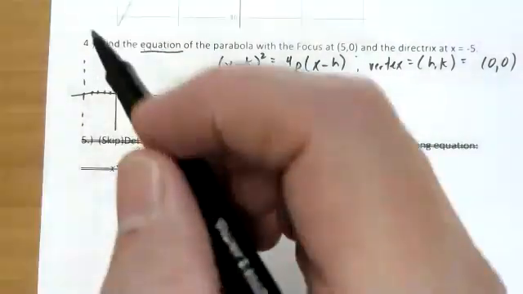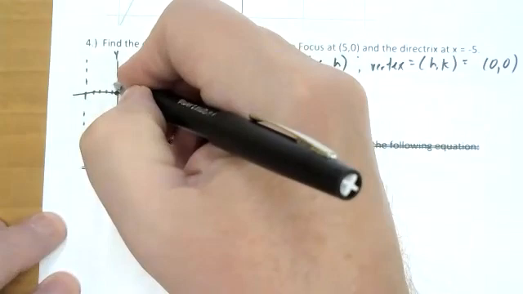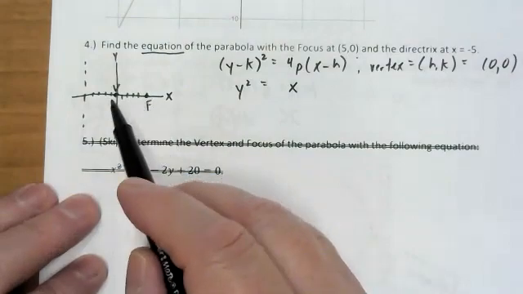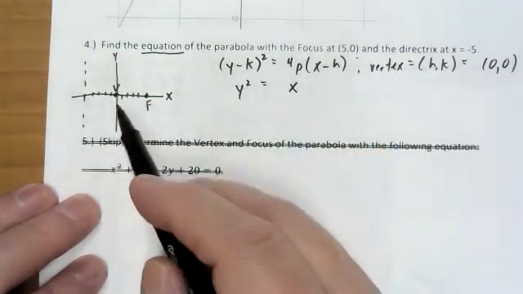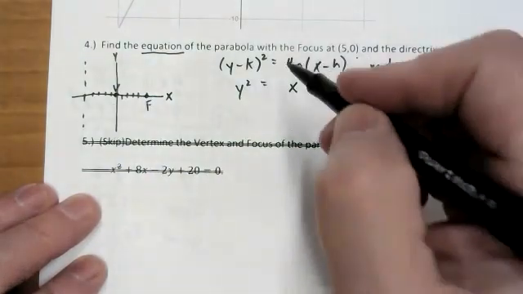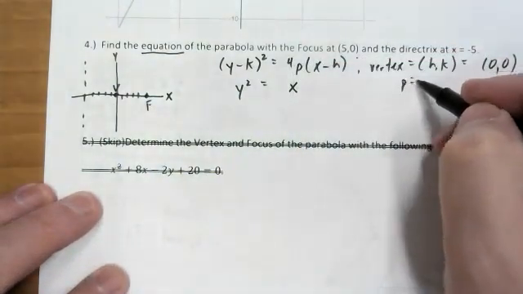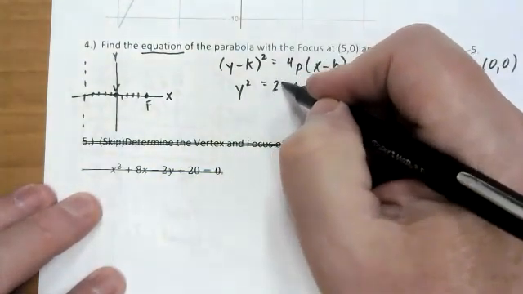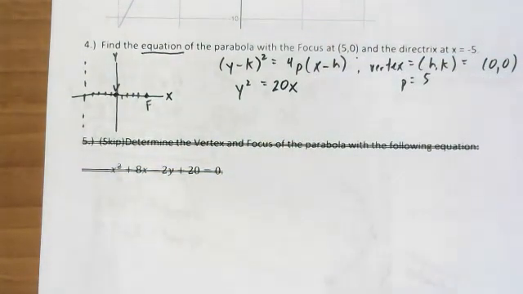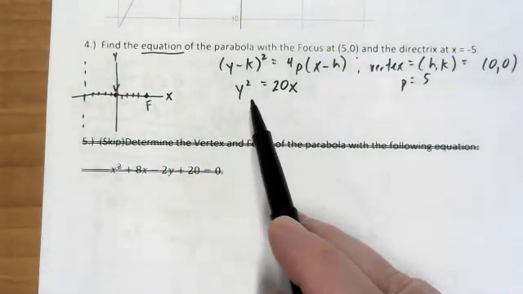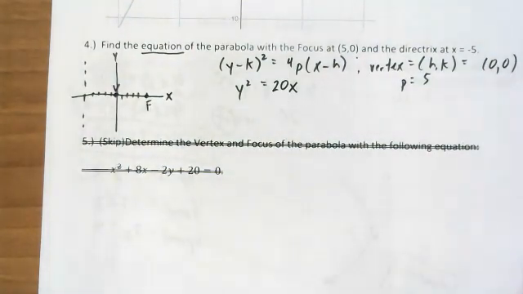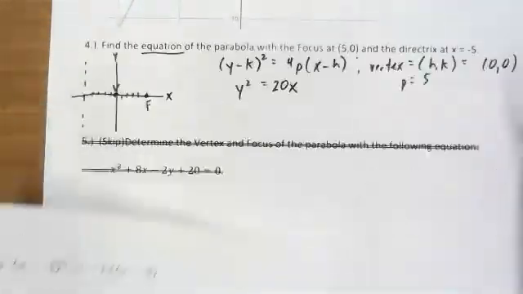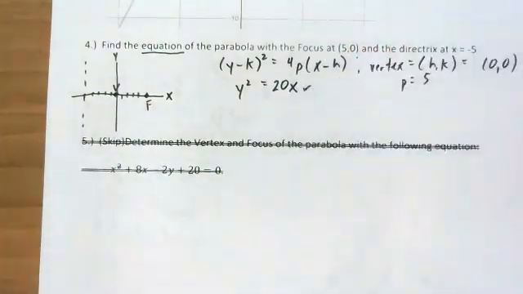Now I need to just figure out what p is. Well, p is the distance. So now really, I know the vertex is right here. p is the distance from the vertex to the focus or the vertex to the directrix, either way. But I can see it's 5. So p is 5. 5 times 4 is 20. So it looks like the equation of this parabola should be y squared equals 20x. And if I look at my key, number 4, y squared equals 20x. All right, not too bad.